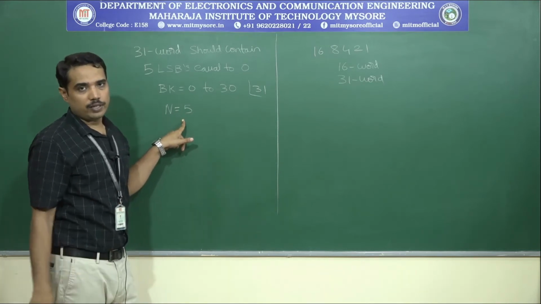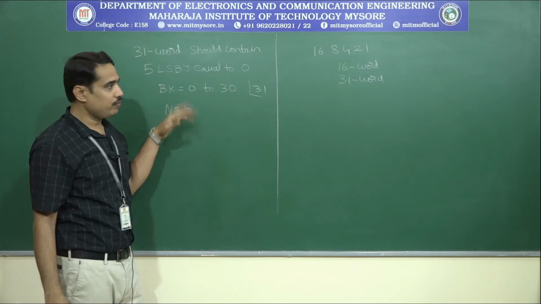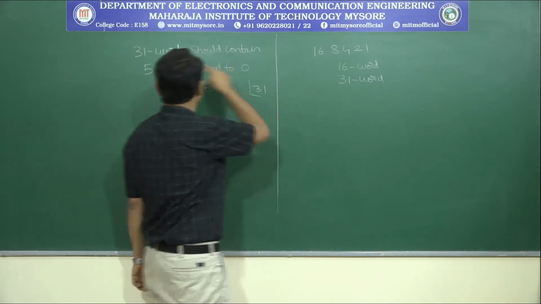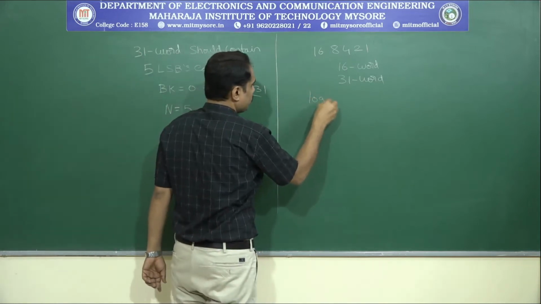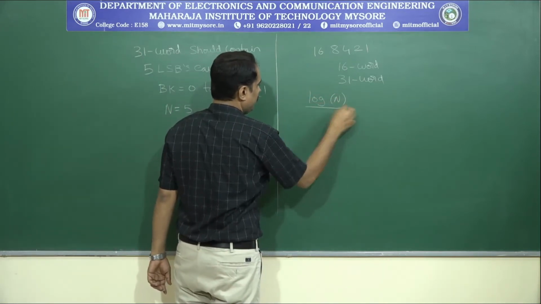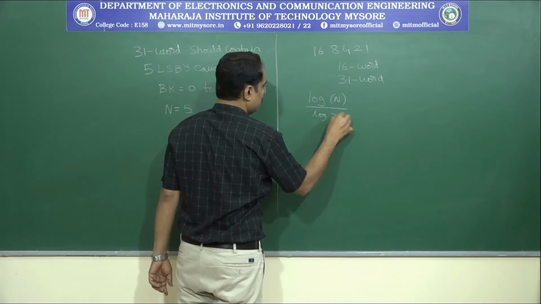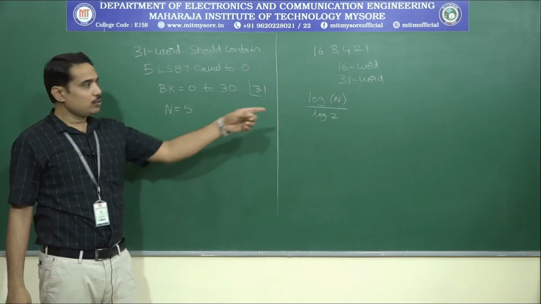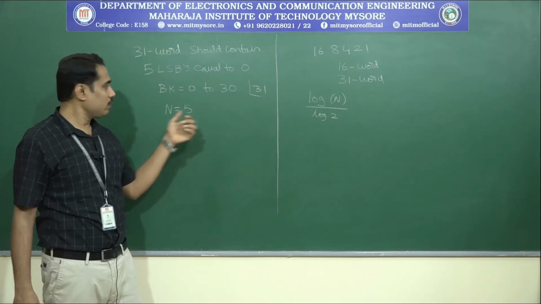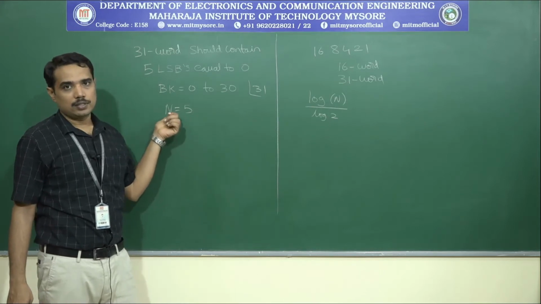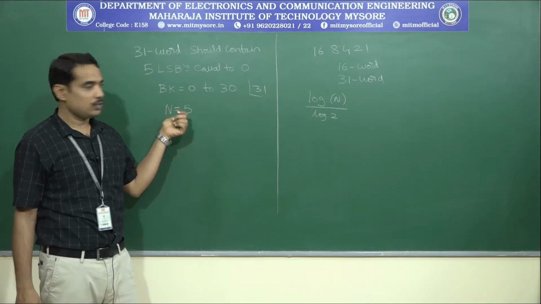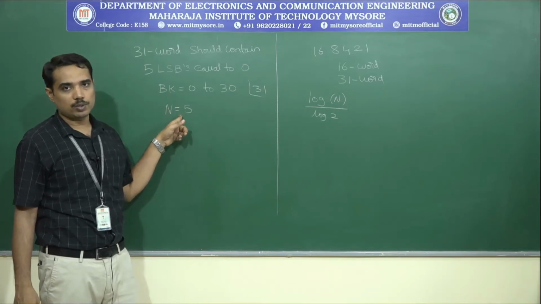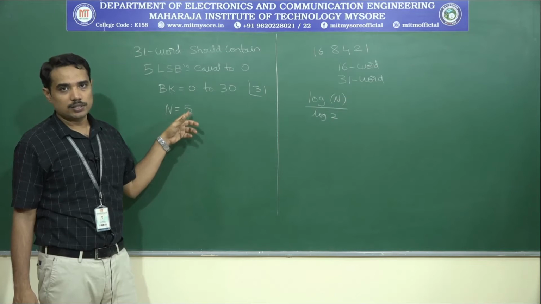In other words, one can find the value of n by the formula, that is, with respect to the given word size, 31, log n divided by log 2. If you use this formula, we are going to get the number of bits, that is, the LSBs that should be made equal to 0. Here for this case, we are supposed to make 5 LSBs 0.